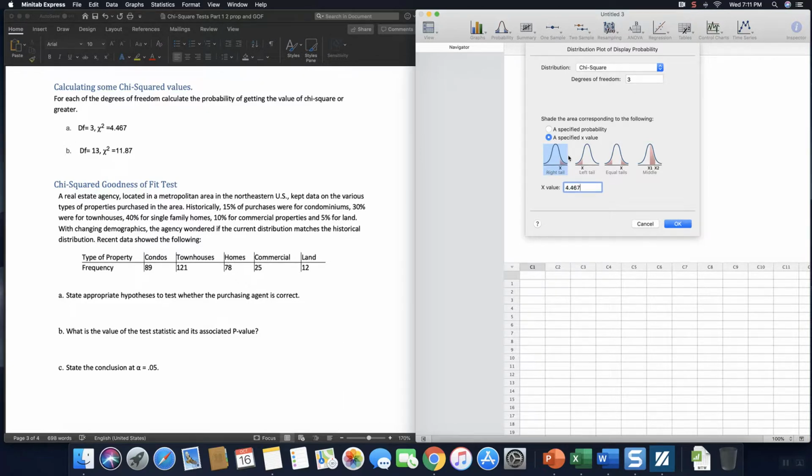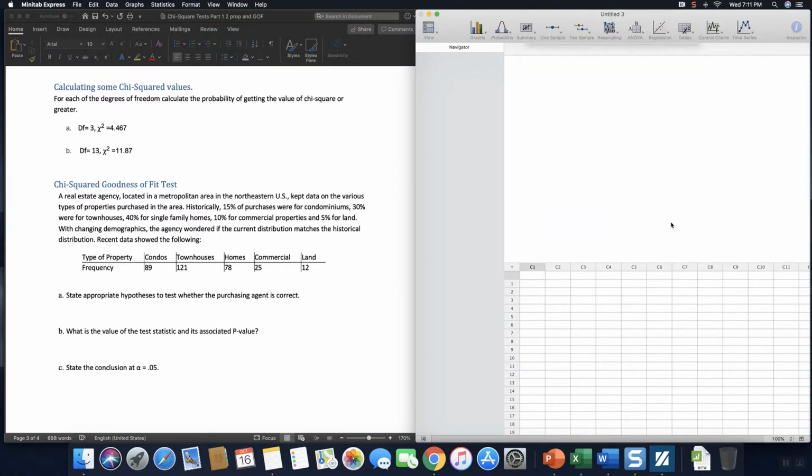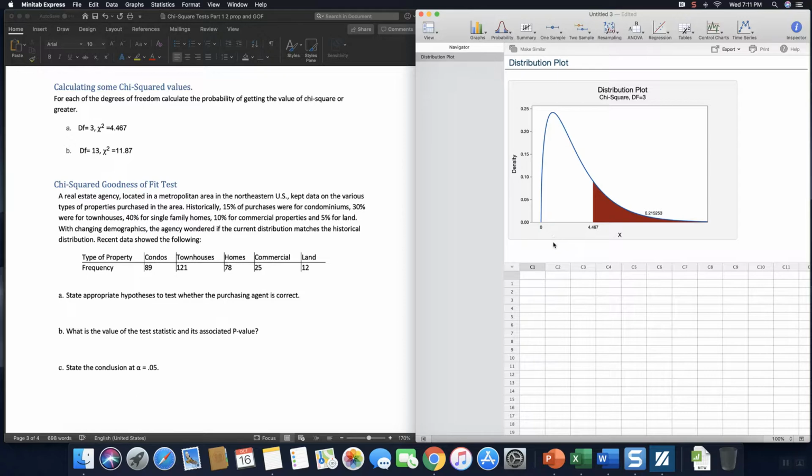So again, right tail only on chi. That's going to be true for F when we do it later. I don't have to worry about which direction I'm going at all. It's always right. Chi is always right. So there's my distribution. It's kind of lumpy, right? It's got that long one-sided tail to it. And that probability is pretty big. So if this was used to do a test, I'd be failing to reject my H-naught.